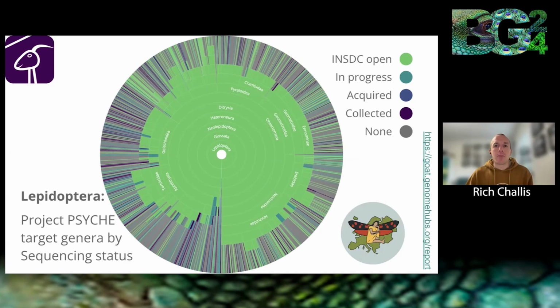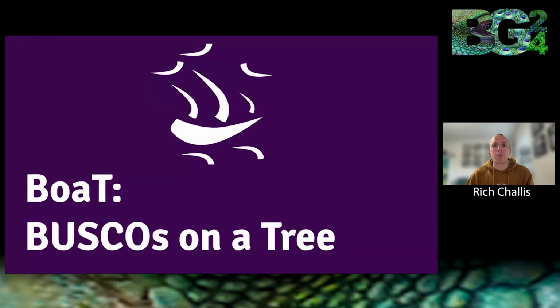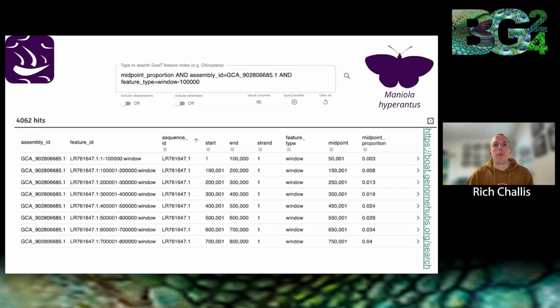as the sections of the tree become more complete, we've been thinking about how to explore what's inside the assemblies. And so last year I introduced Boat, which places BUSCO genes and other assembly features on a tree. It uses the same code base as Goat, but with an emphasis on indexing assembly features rather than just taxon and assembly metadata. So here's an example fetching 100 KB windows for a single butterfly assembly.